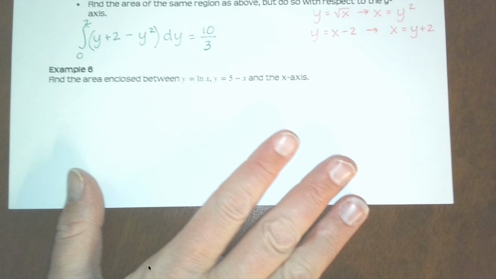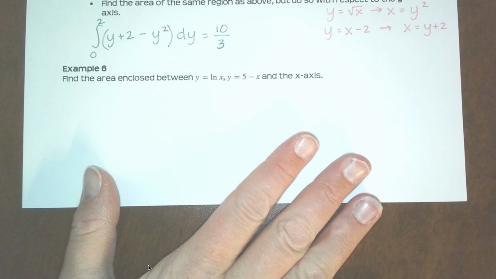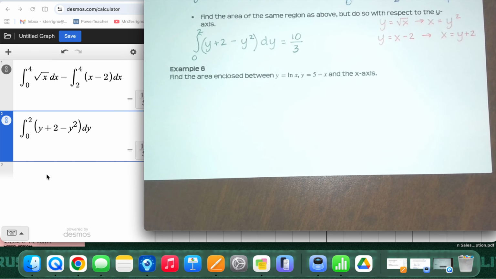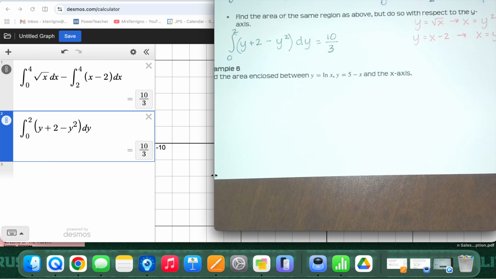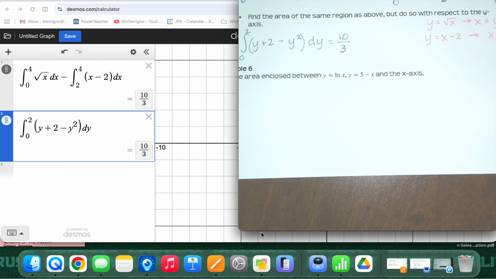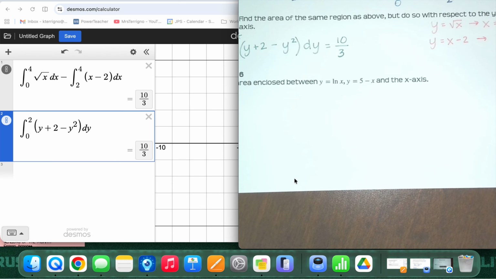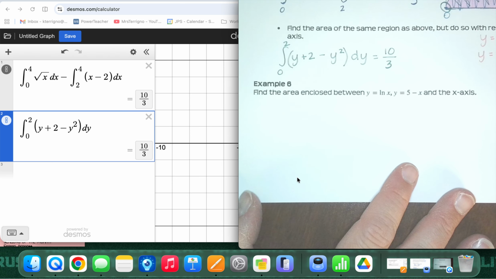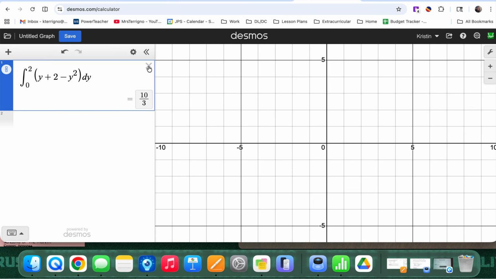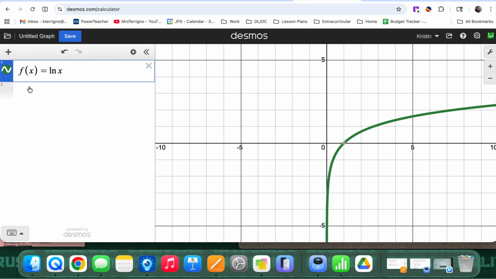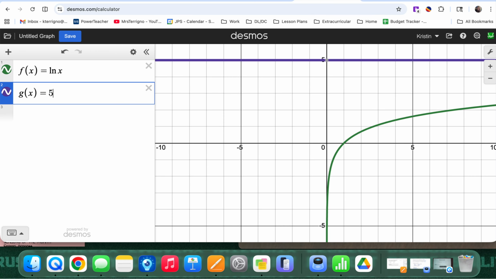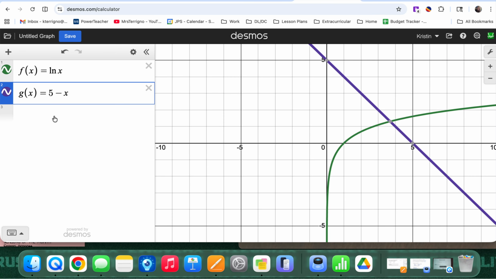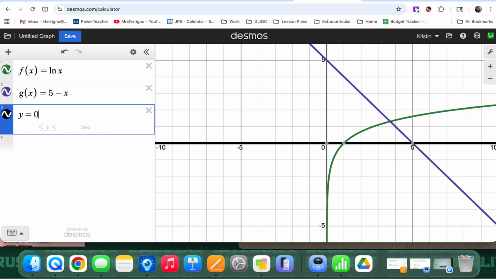Okay, one last one to talk about, and this one I'm primarily going to use Desmos for. My two functions this time, I'm going to name them f and g. And g of x was 5 minus x. And then it also mentioned the x-axis, which is the line y equals 0.